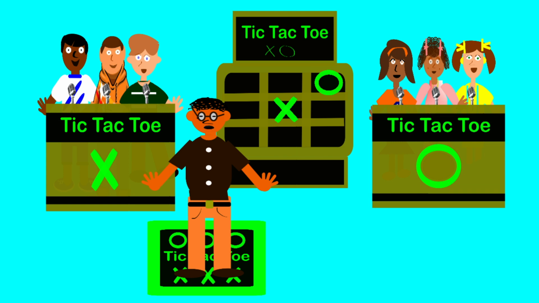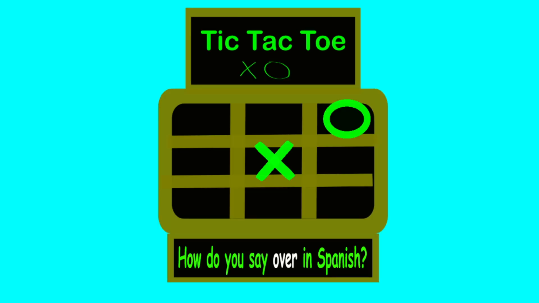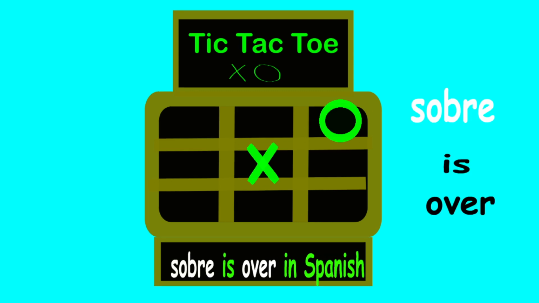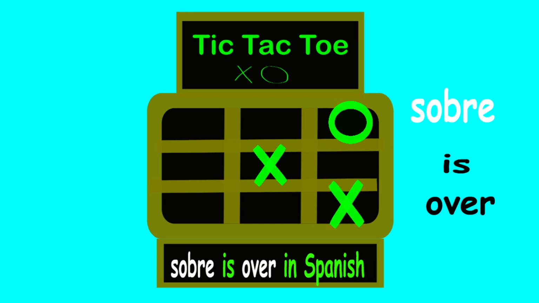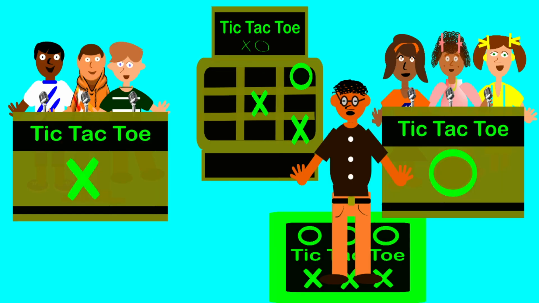Okay, X, you're back on the board. And your next question is, how do you say over in Spanish? Sobre is over in Spanish. That is correct. Where do you want to place your X on the board? Bottom right corner. Alright guys, I see some strategy brewing.